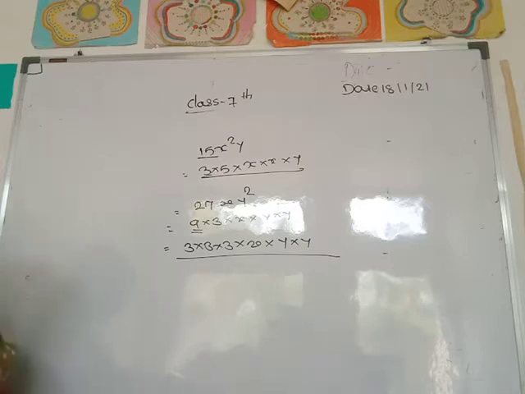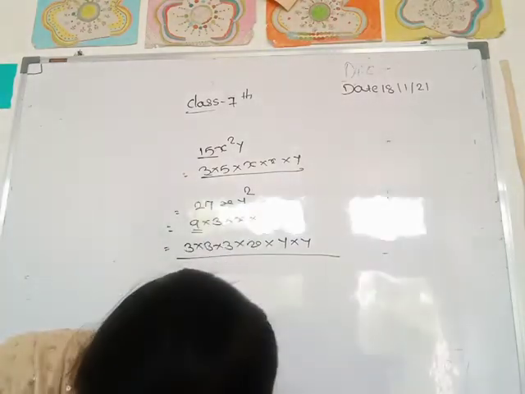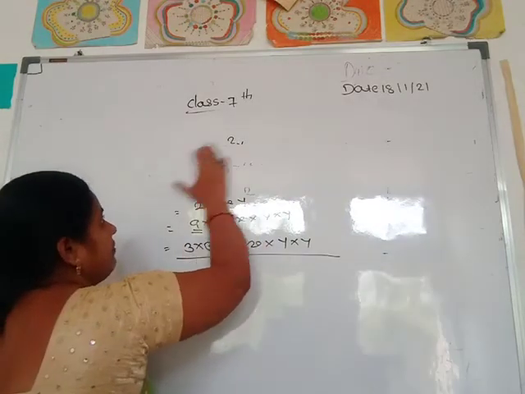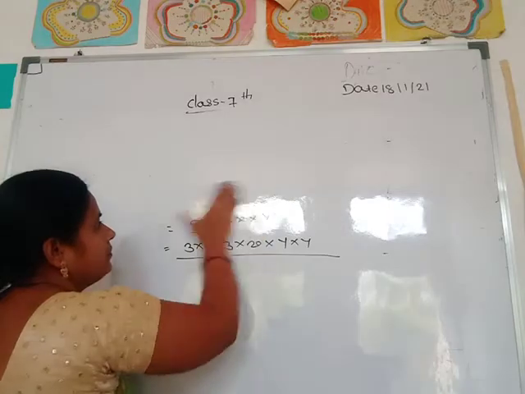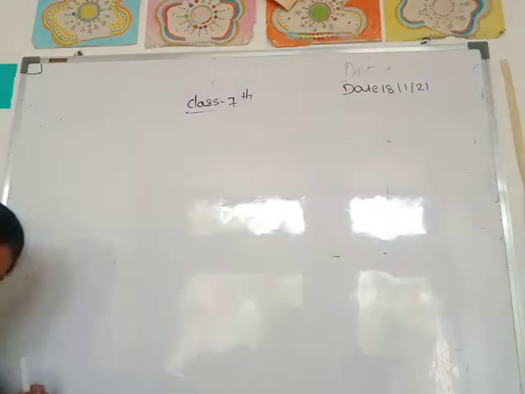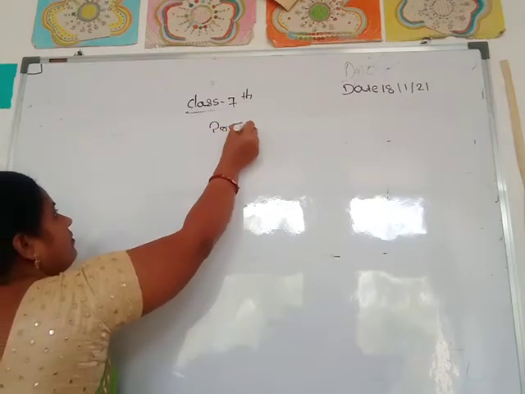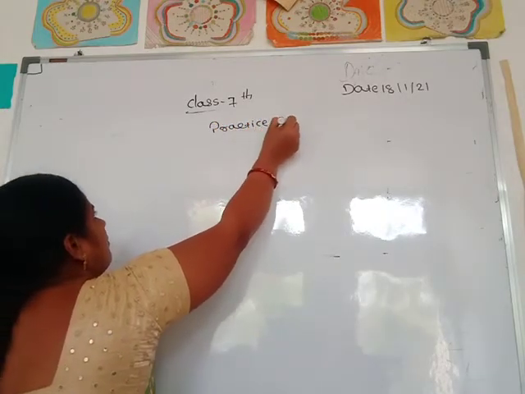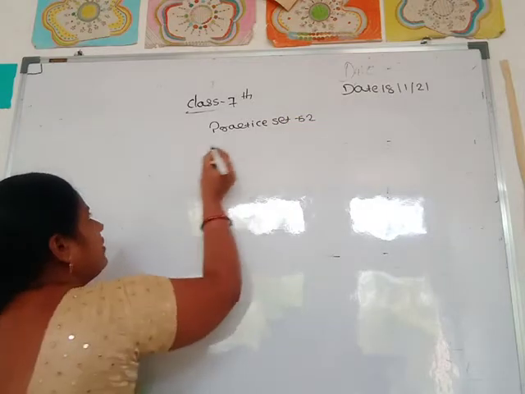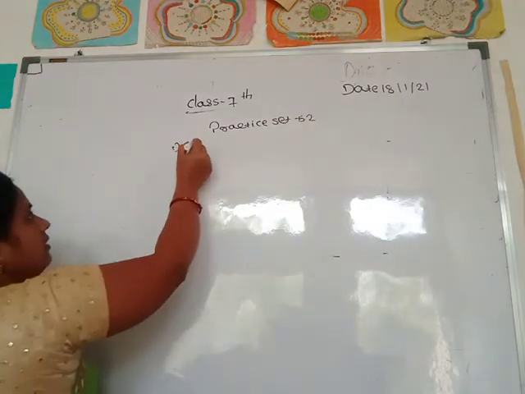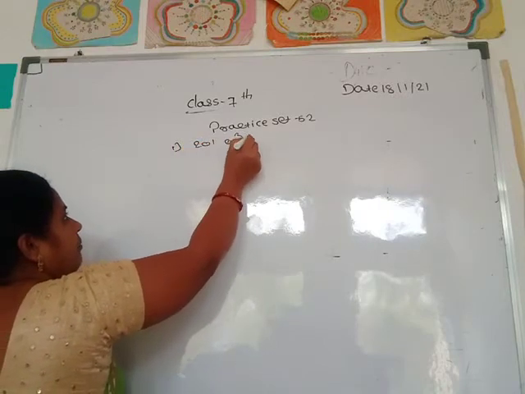Then see practice set 52. Factorize the following expressions and write them in the product form. Practice set 52. First, 201 a cube b cube.